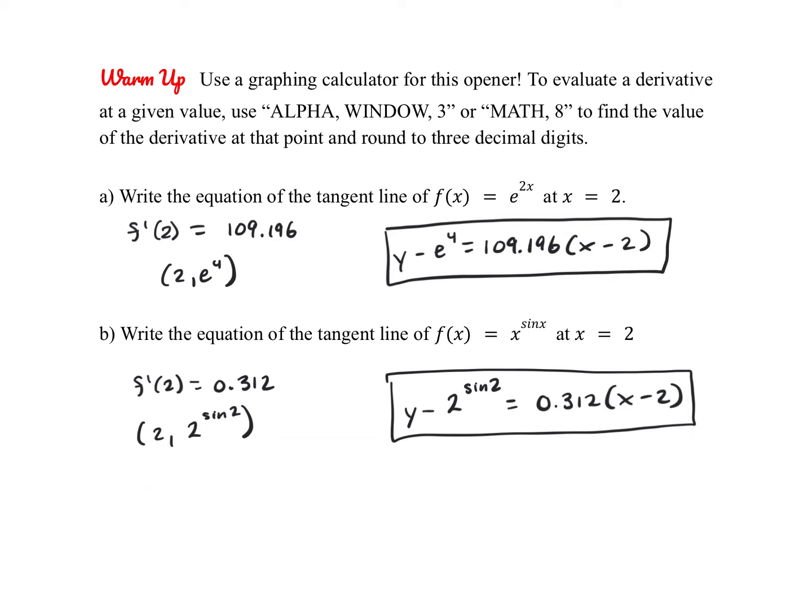Same idea for part B. Use your calculator to find the derivative evaluated at x equals 2. Here's the point where you're finding the tangent line, and you can leave your equation again in that point-slope form.